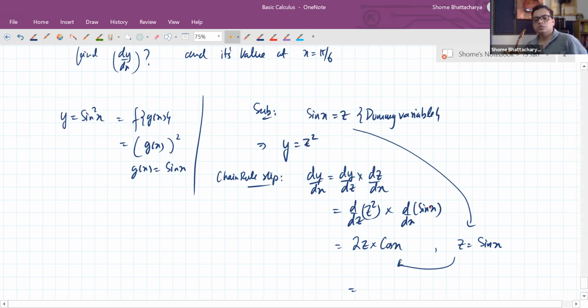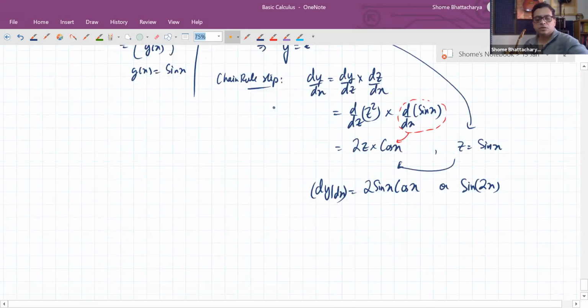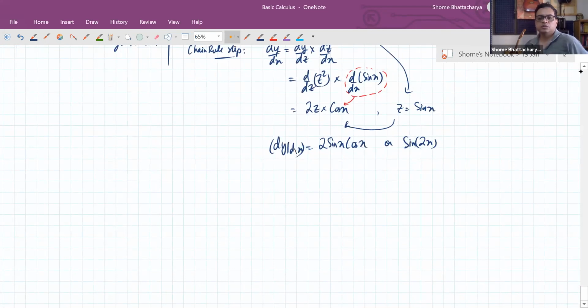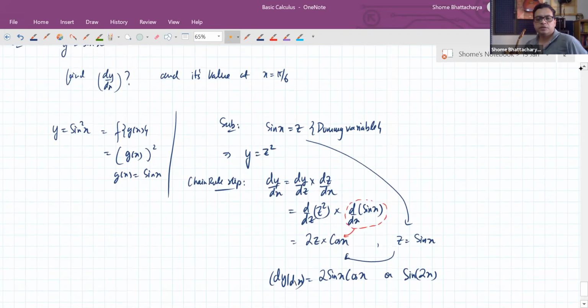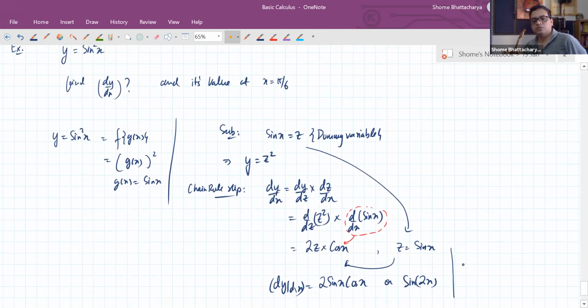So we will also use this as a formula now, that the derivative of sine x we know is cos x. So this now becomes 2 times sine x cos x, or you also know that as a formula it is sine 2x. But more importantly, we got the value of dy by dx. So that's the first thing that we needed to calculate, which we've done here. I'll leave you with a moment to go through this solution. And then we will take a look at the value.